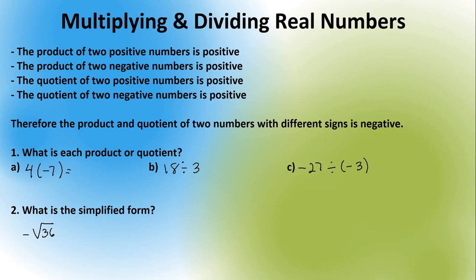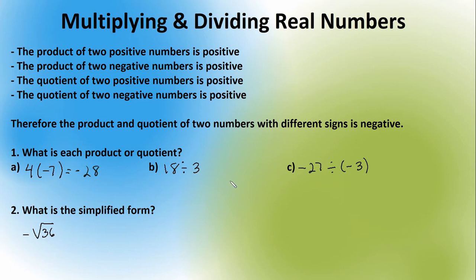All right, we have to find the product of 4 times negative 7. This is a positive times a negative, and 4 times negative 7 is going to be giving us 28, okay? And because it's 28, we want to make sure that we put negative because of the negative sign that we have. A positive times a negative is negative 28.